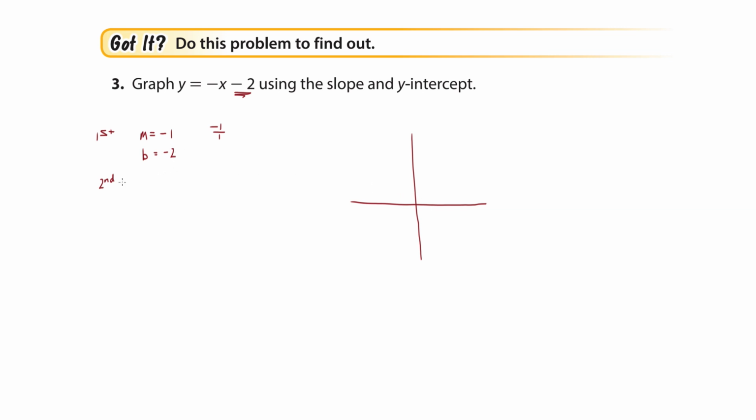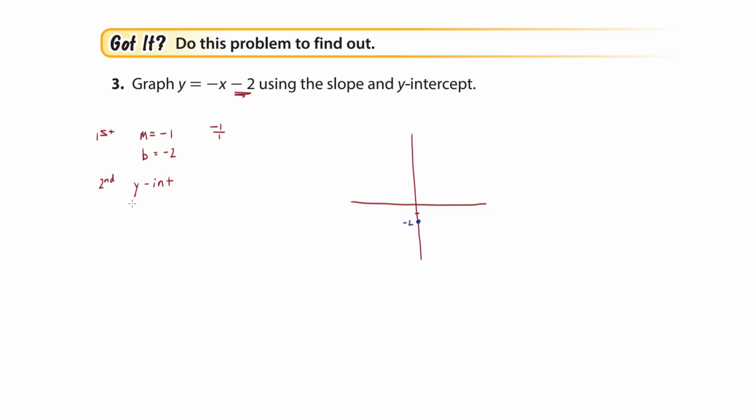So I have my y-intercept, which is negative 2. I'm going to go on the y-axis and go down 2 spaces, down 1, 2, and put a point there. Right there at negative 2 is my y-intercept.